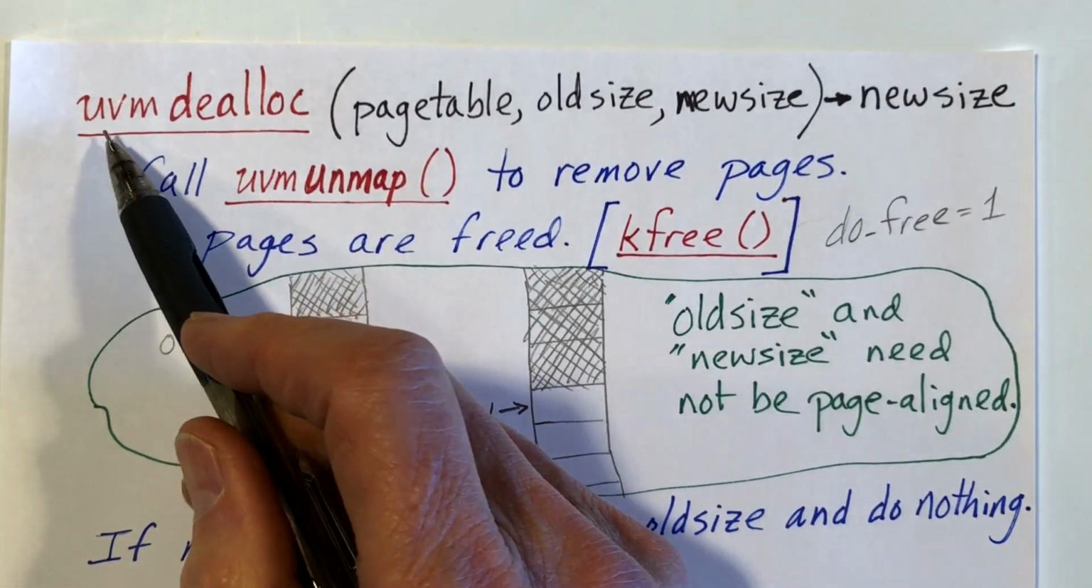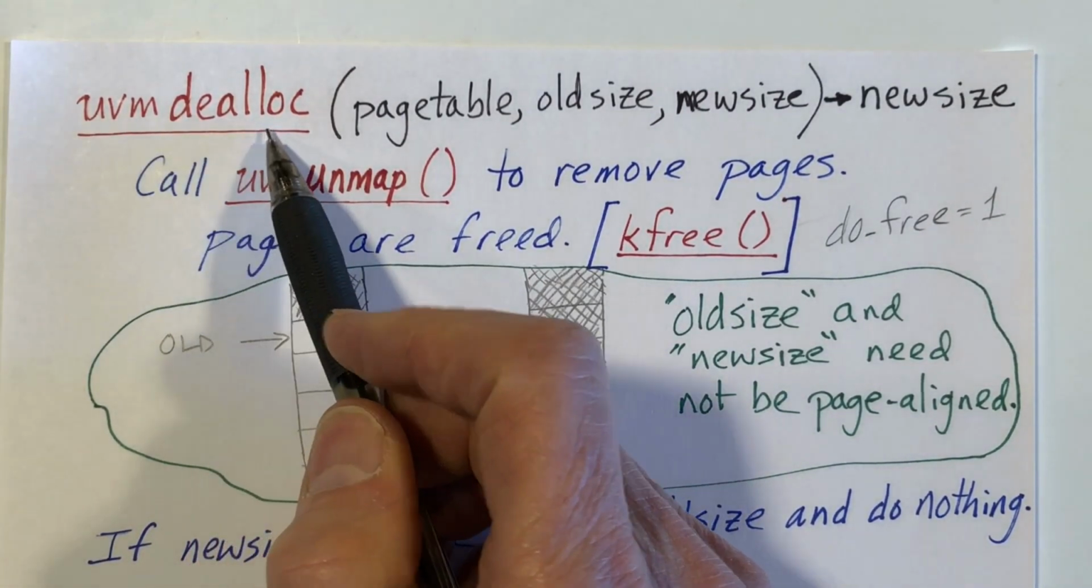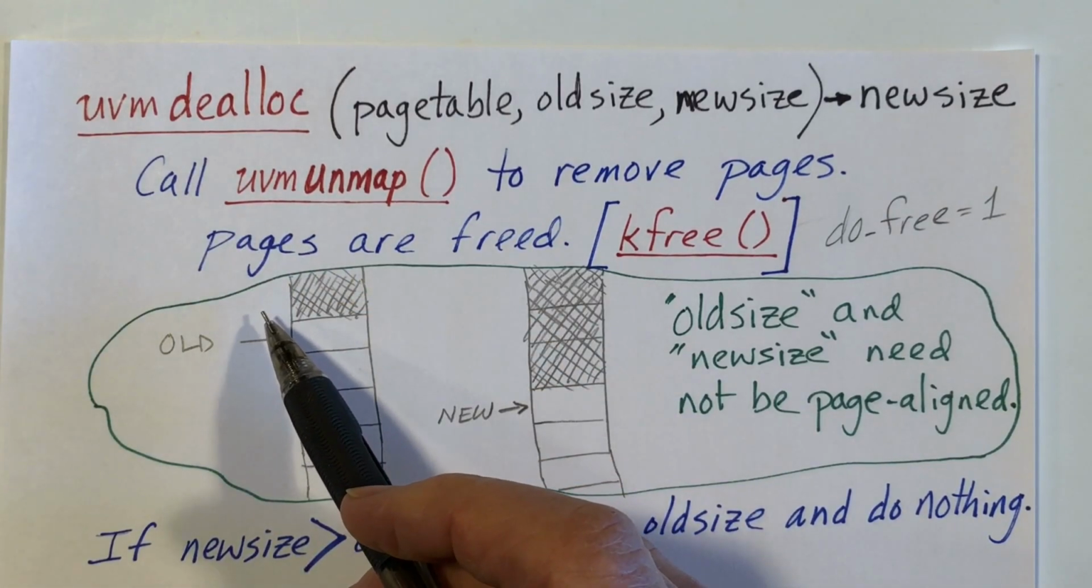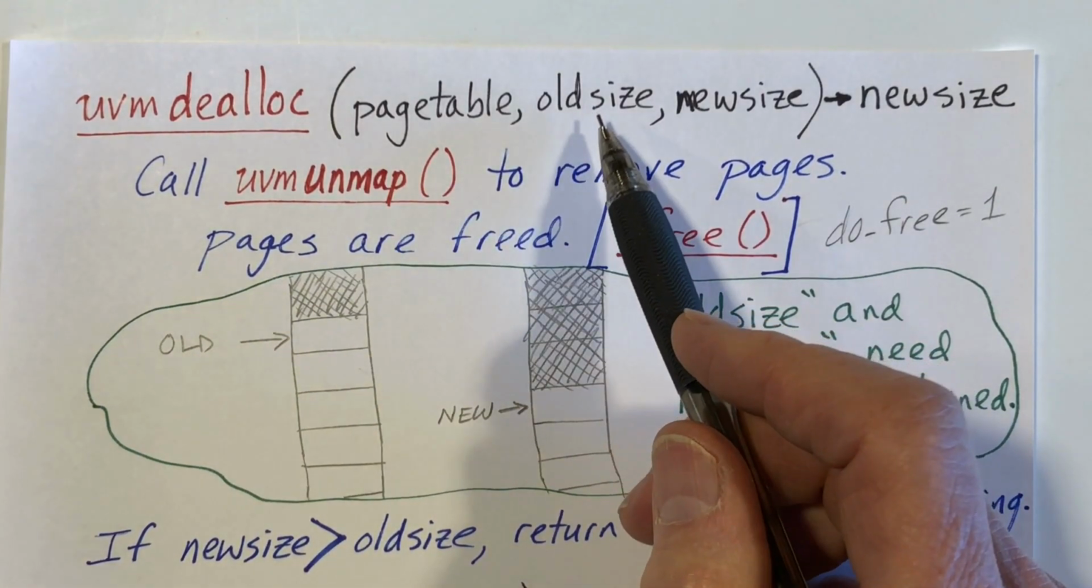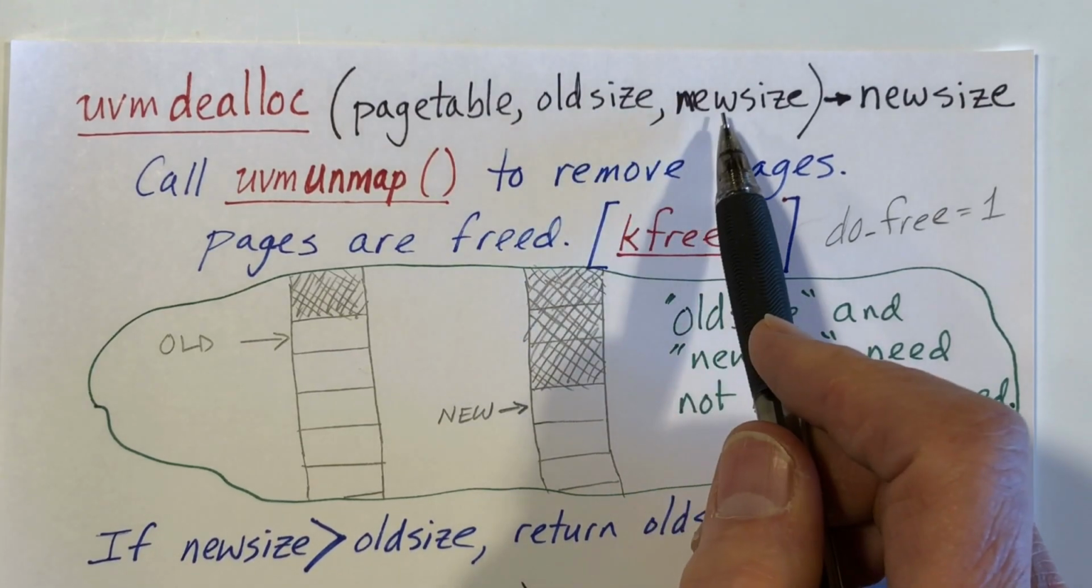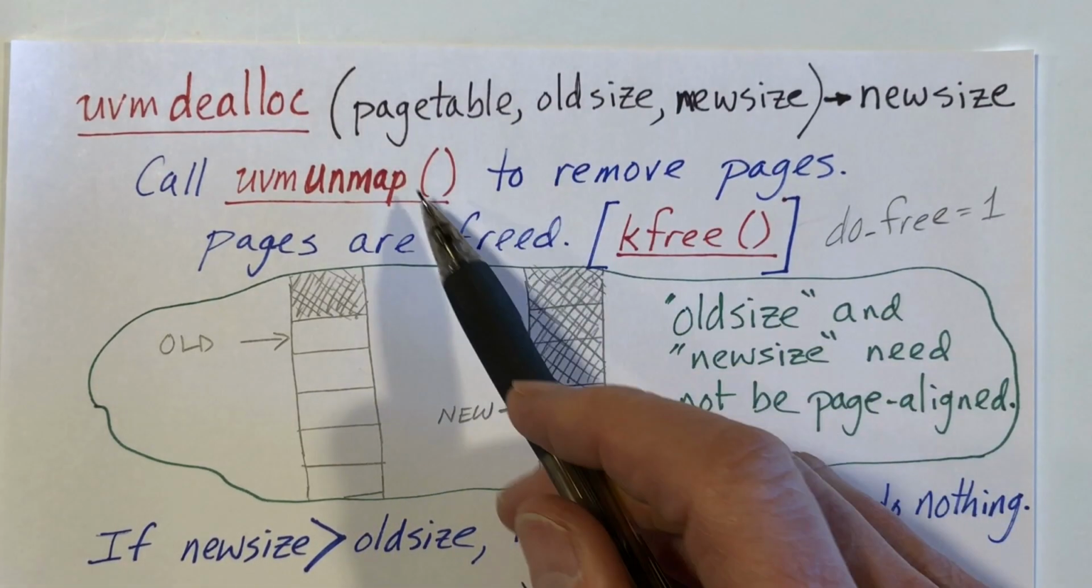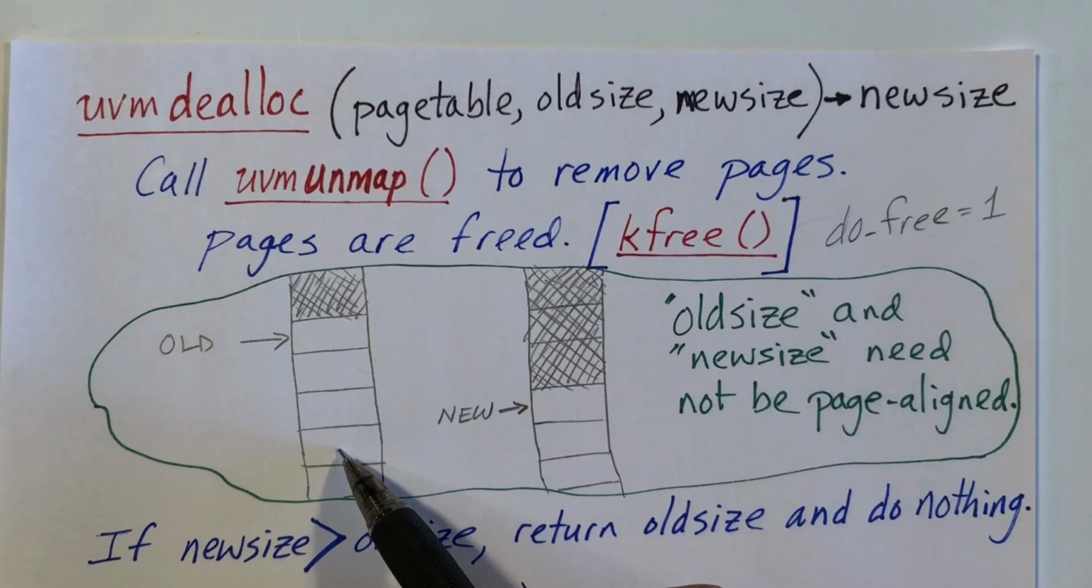Next, let's look at the function uvmdealloc, which is very similar to the previous function. The previous function I talked about, uvmunmap, worked in terms of the number of pages, whereas this one works in terms of the old size and the new size. And it's used to shrink back an address space.